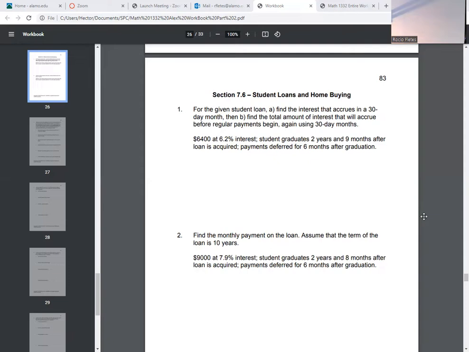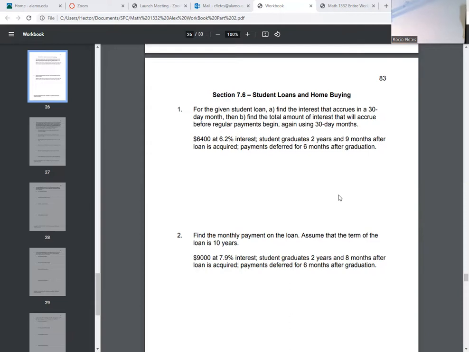Okay, so we're going to start with problem number 1, and I'm going to introduce some formulas that we will just be using for the part that deals with student loans. And then when it comes to home buying, there is another formula that we're going to be using. So let's go ahead and read number 1, and let me write the section number and then say question number 1. It says, for the given student loan, find the interest that accrues in a 30-day month.